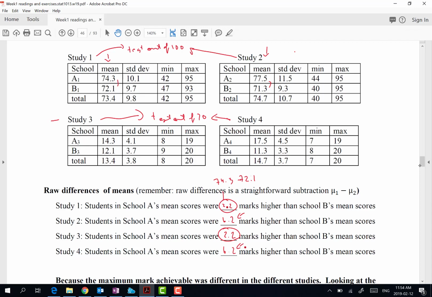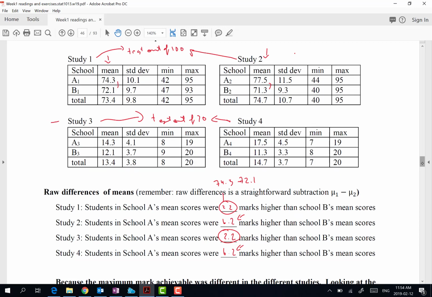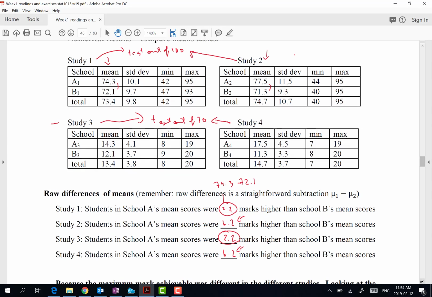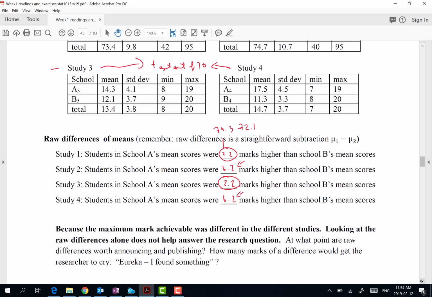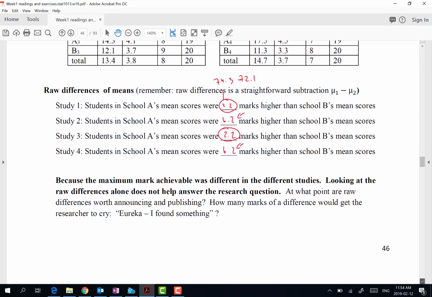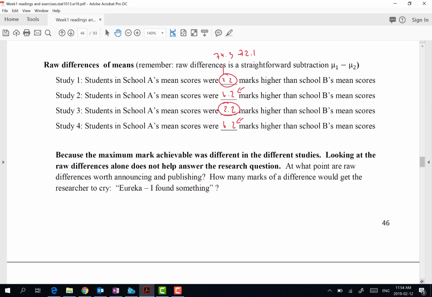That should be 72.1. All right. Those are straightforward calculations, but they're leading us towards something. Maximum mark achieved was different in the different studies. Raw differences alone don't help answer the research question.